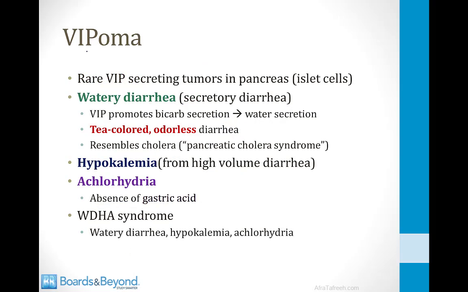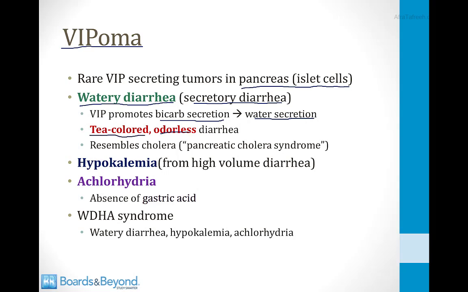The most important thing to know about VIP as a medical student is what happens to patients who develop very rare tumors called VIPomas that secrete the VIP hormone. These are rare tumors of the islet cells in the pancreas, and patients develop a characteristic syndrome that is based on the effects of very high levels of the VIP hormone. So first of all, they develop a watery diarrhea. This is a secretory diarrhea, and this occurs because VIP promotes bicarb secretion from the pancreas, and the bicarb draws water with it. Classically, the diarrhea in VIPoma patients is described as tea-colored and odorless.